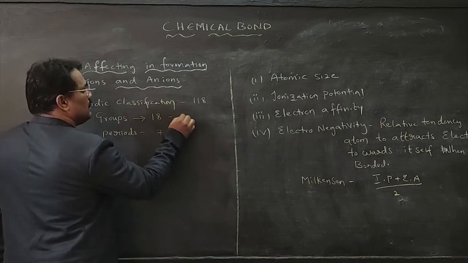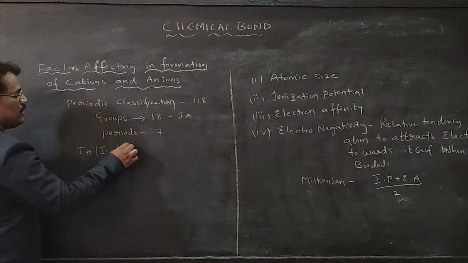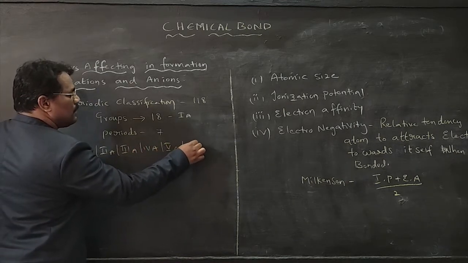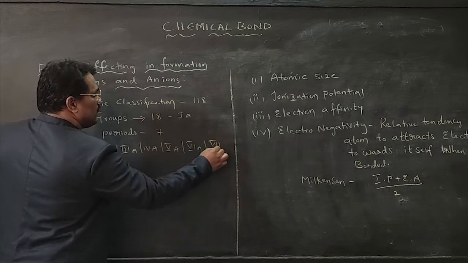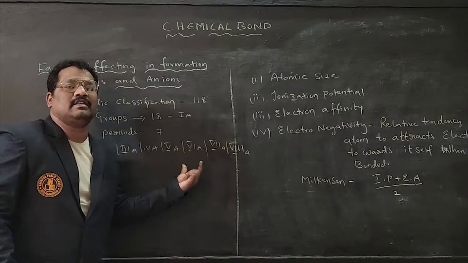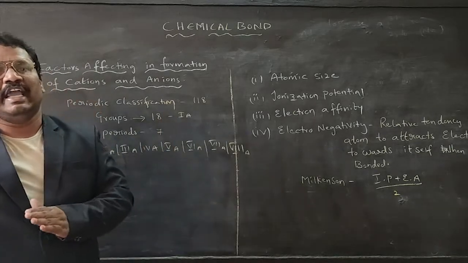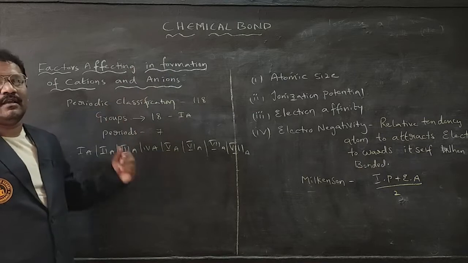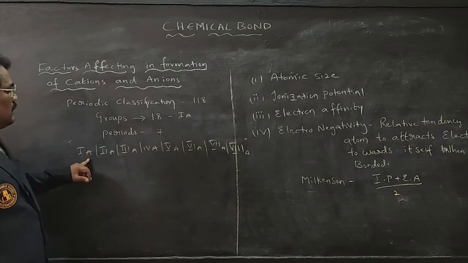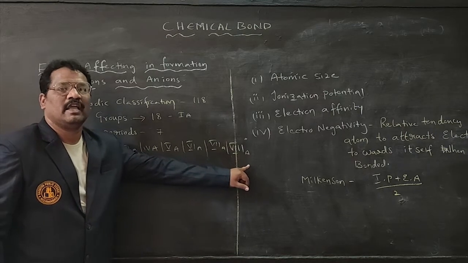Coming to groups, there are first A group elements, second A group, third A group, fourth A group, fifth A group, sixth A group, seventh A group, as well as eighth group. This is called the main group shell. Similarly, there are subshells called first B to eighth B. As we are in 10th class, we discuss only these major or main groups: first A group to eighth A group.